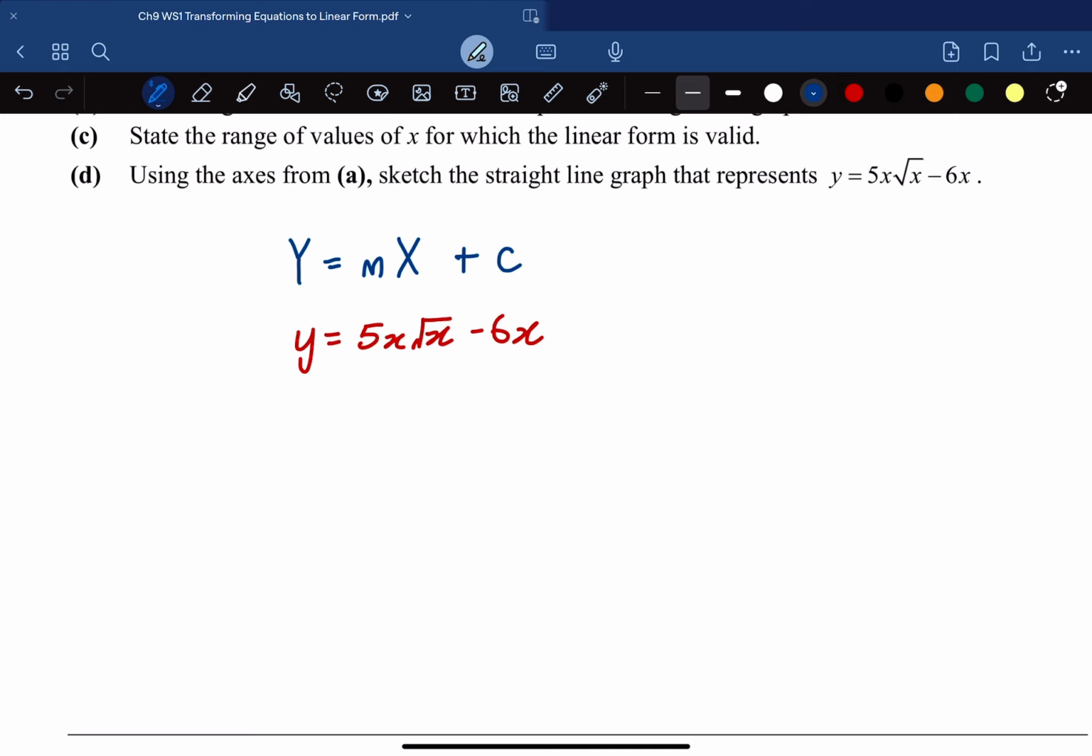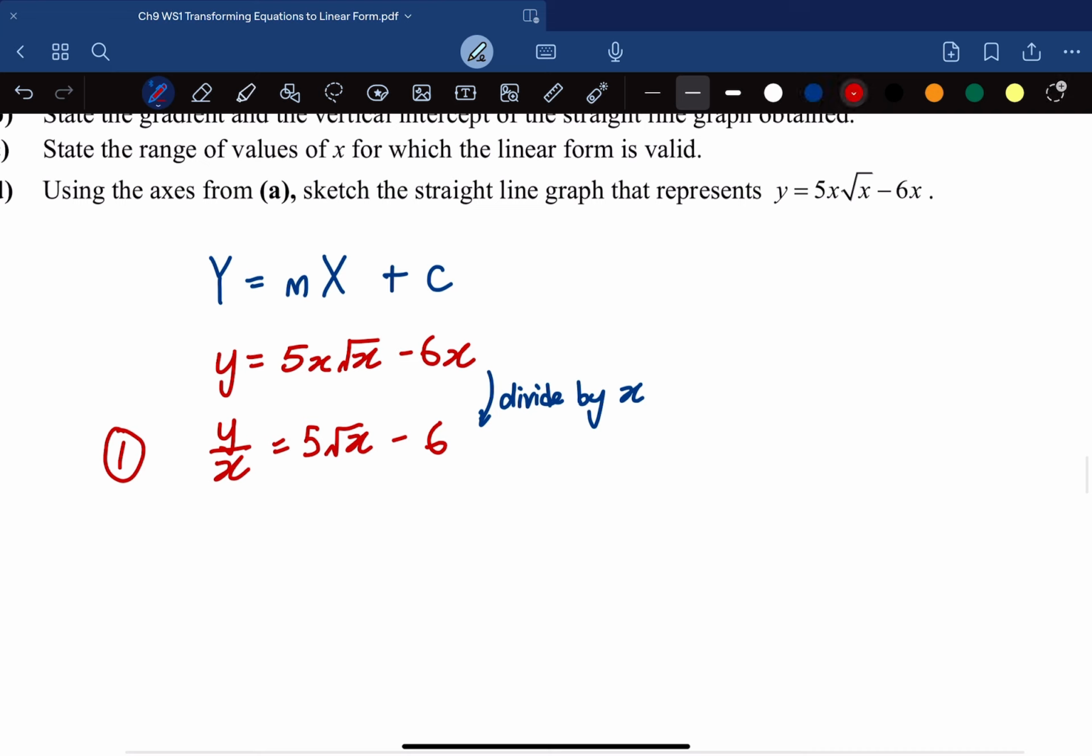My first very simple way is simply I can divide the whole thing by x. So method 1, if I divide the whole thing by x, I'll get y over x equals to 5 root x minus 6. Okay, what I'm doing over here is that I divide the whole equation by x. What some of you may also do instead of dividing by x, you may want to divide the whole thing by x root x. So you may get y over x root x, then this will become equals to 5 minus 6 over root x. Okay, so there are different ways to solve.